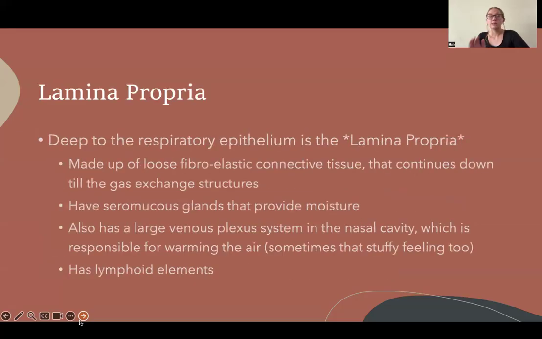Nothing too exciting. Lamina propria. So this is deep to the respiratory epithelium, so underneath it, and it's made up of very irregular, loose connective tissue, right? And that continues pretty much down till the gas exchange structure. So it's going along with that cilia and goblet cells, really. They have seromucous glands that provide moisture. They also have a large venous plexus system in the nasal cavity. So that's kind of responsible for that stuffy feeling. When those get engorged or dilated, that can feel like stuffiness. They're responsible for warming the air that's coming in. It also has lymphoid elements.